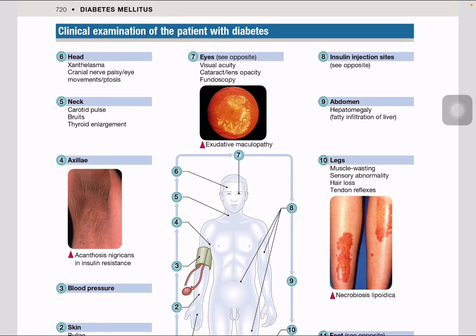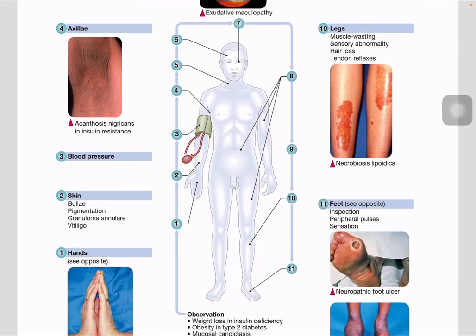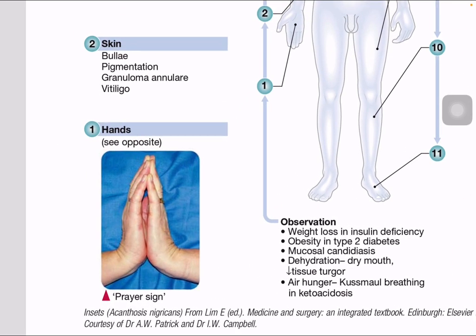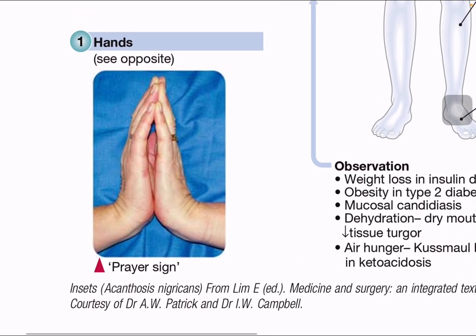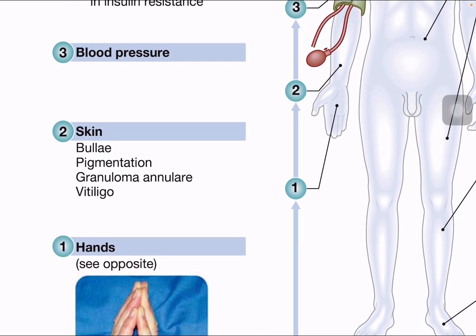So, if a patient comes with diabetes mellitus, what are the features, what are the signs we will look for in a patient of diabetes mellitus? We first have to look at the hand. We have to check for the prayer sign. That is, the patient cannot close the two palms together properly. So that is the prayer sign we can see in the picture.